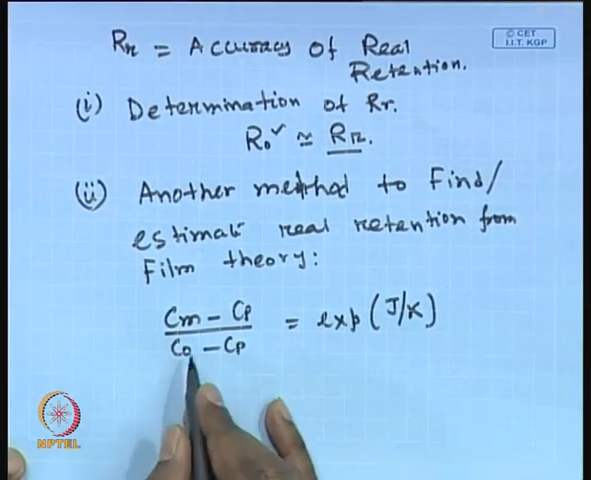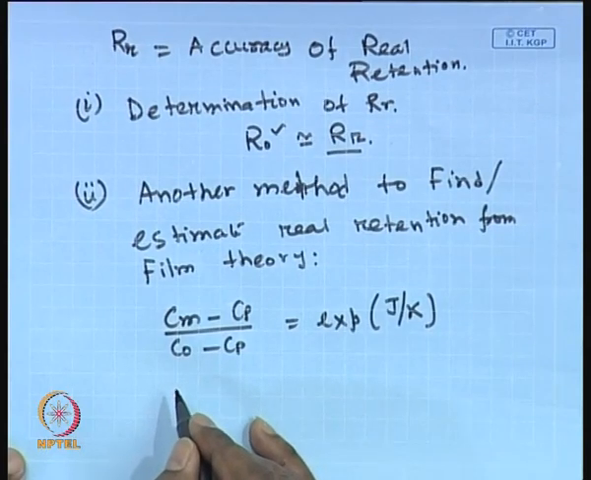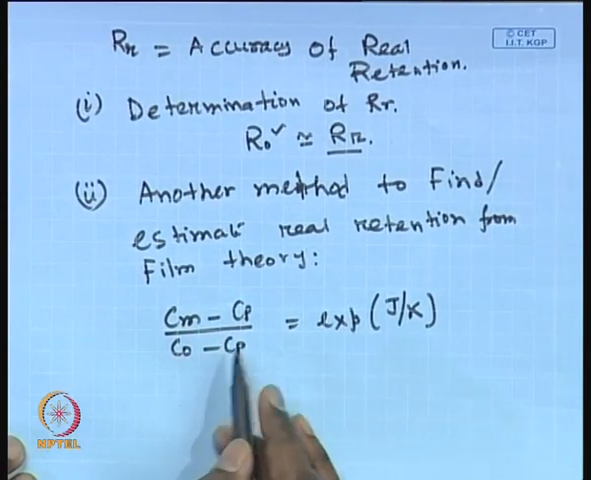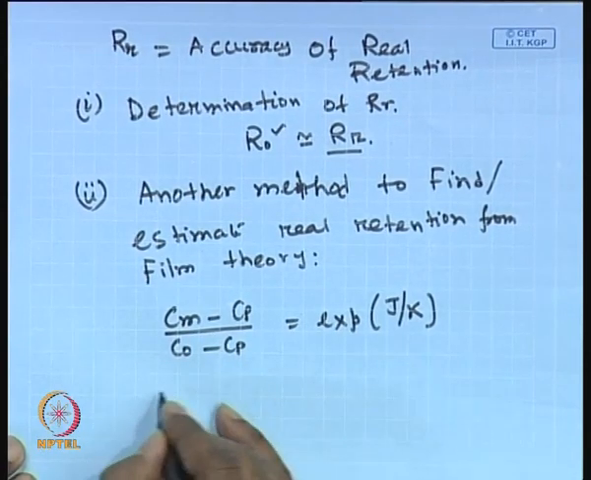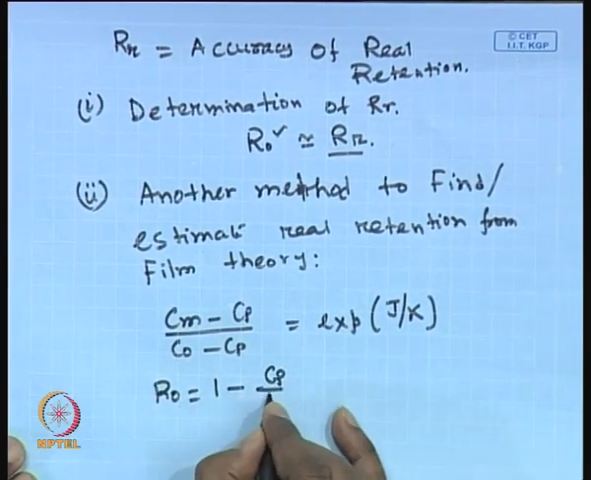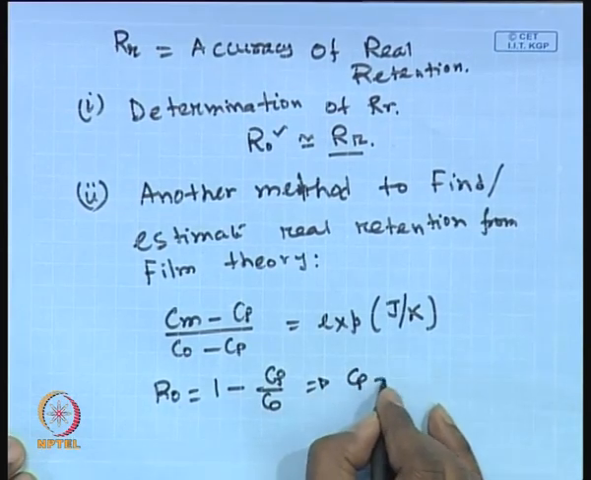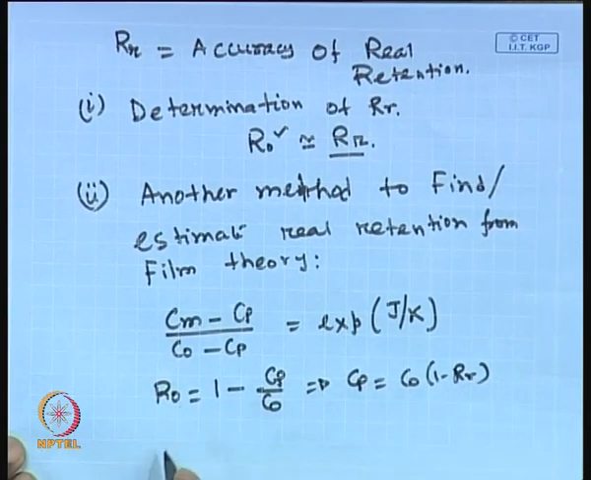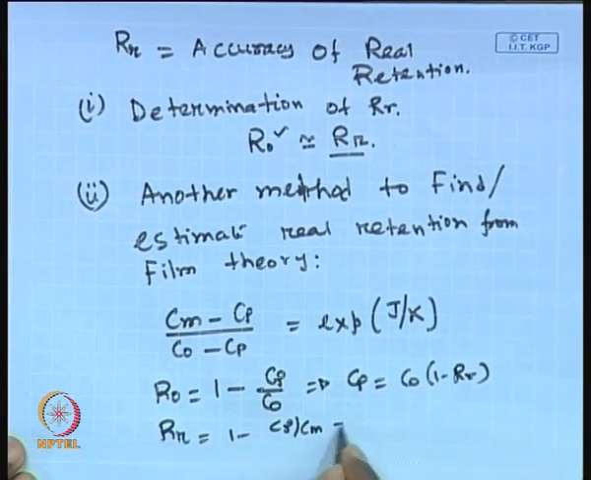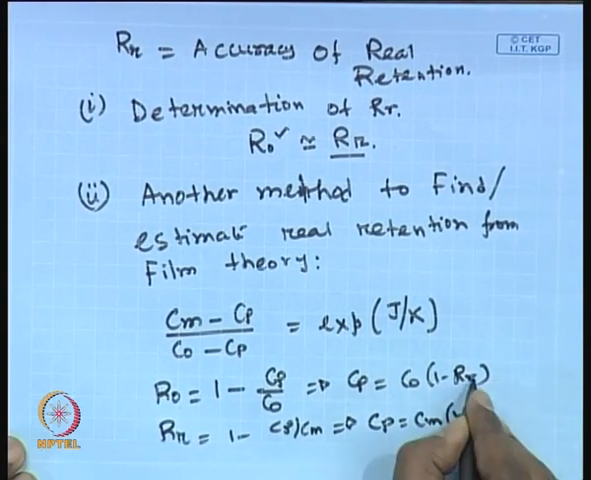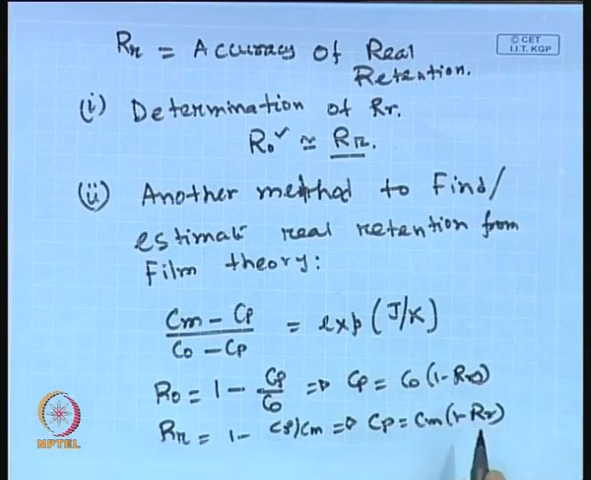We will be substituting the definition of real retention and observed retention and eliminate this Cm and Cp. So, if you remember, the definition of observed retention is 1 minus Cp divided by C naught. Therefore, Cp is nothing but C naught into 1 minus Ro. And what is real retention? That is 1 minus Cp by Cm. So, Cp is nothing but Cm into 1 minus Rr.